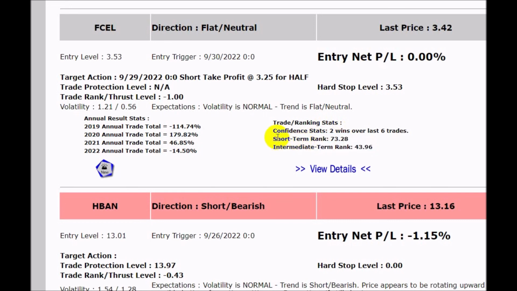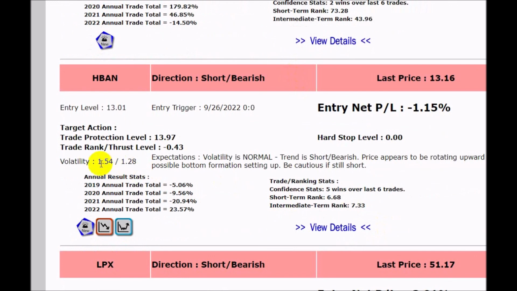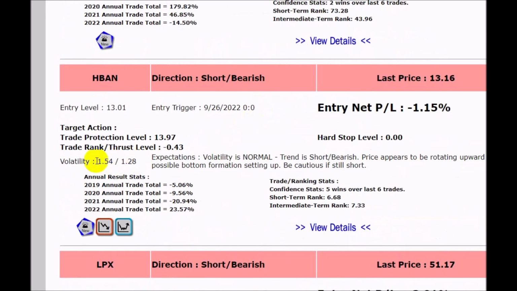So when you get these ranking numbers, these do not necessarily mean, hey, this is a great trade. It means this is historically ranking what you are seeing volatility-wise, okay? And that's seen here, 1.21. It's telling you that essentially you could see 100, 120, 130% ranking. See how these numbers are so far off? 1.21 to 0.56 means you've got a big volatility difference. 1.54 to 1.28 means that you've got a moderately narrow volatility rank.